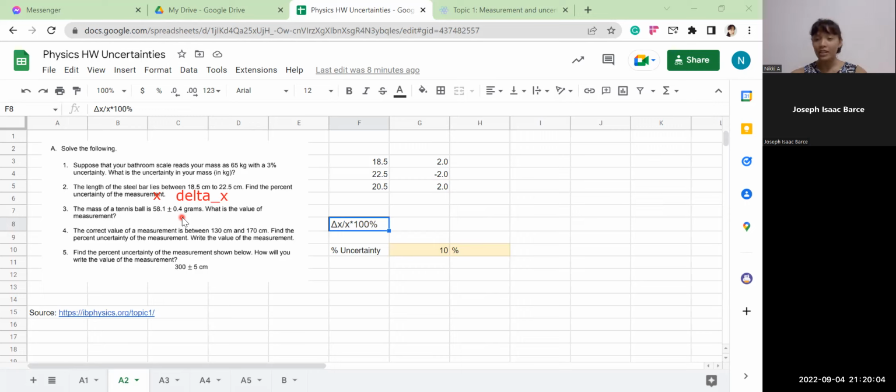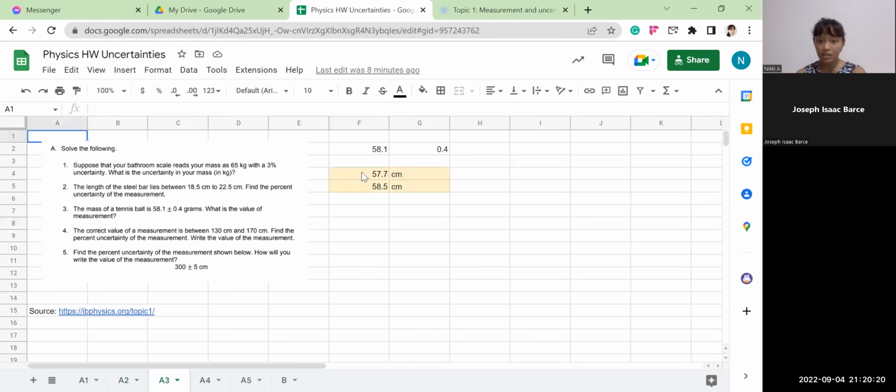Can you find me the first value? 58.5 and then 57.8. Very good. You have the same answers? Okay, clear? Yes. All right. Can we go to number 4?